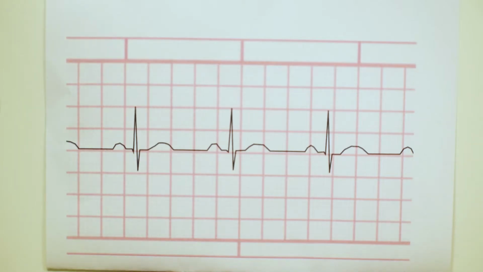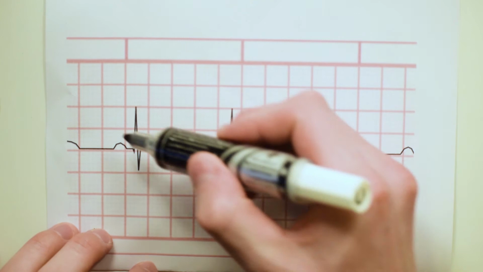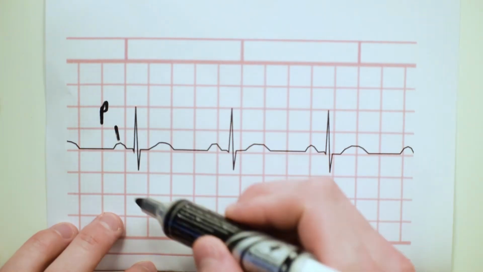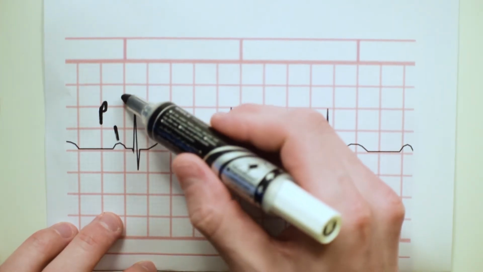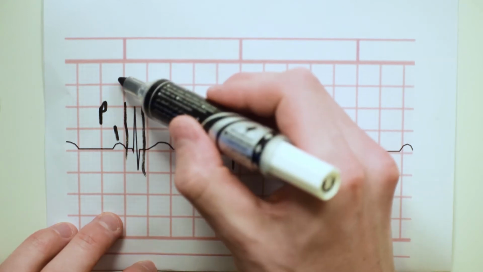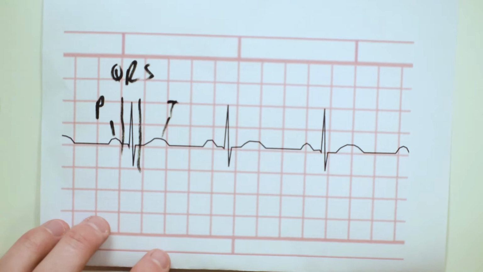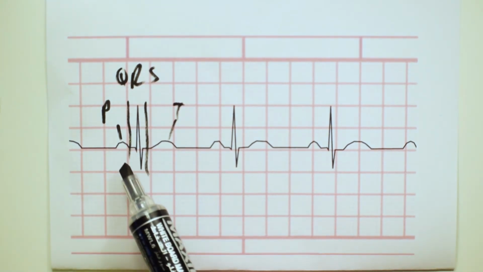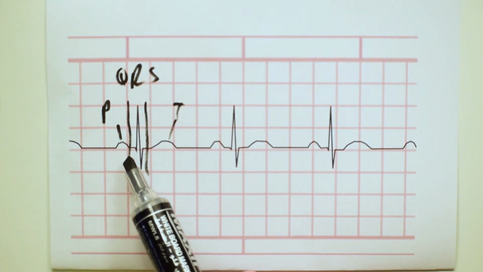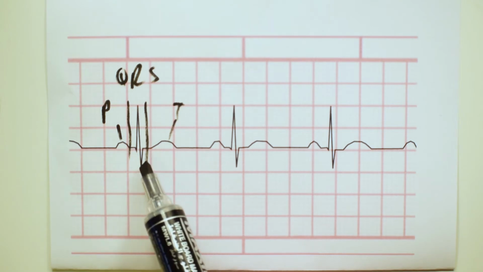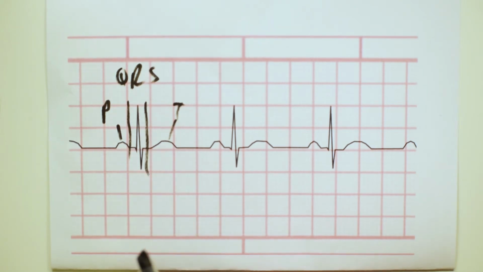All right, so this is an ECG. So let's put some labels on here. All right, so the first little positive wave we see is a P wave. Then from there to there is called your QRS, and there's your T wave. So remember, the P wave is the sinoatrial node firing, the QRS are the ventricles firing, and the T wave is the repolarization of the ventricles.